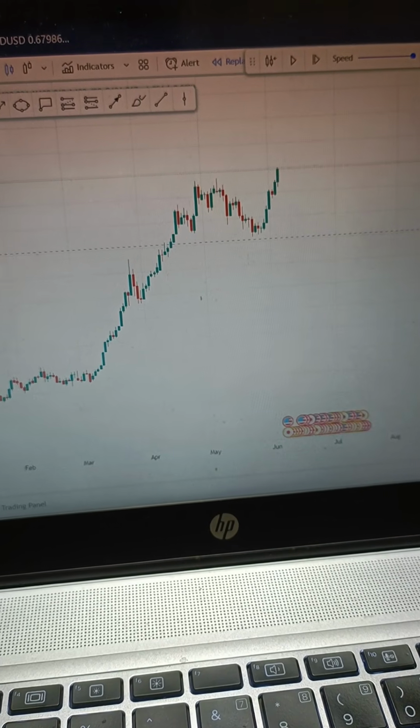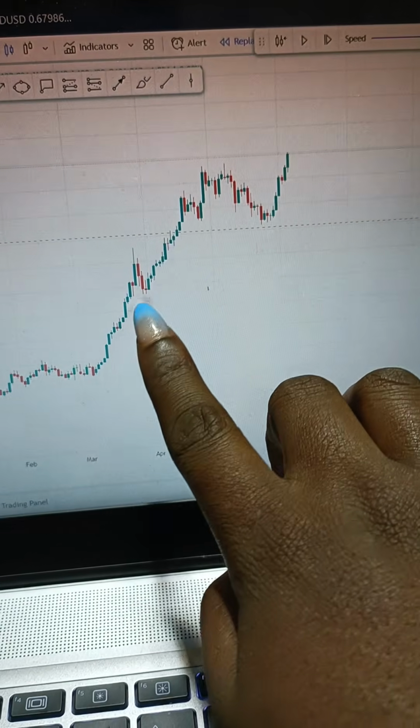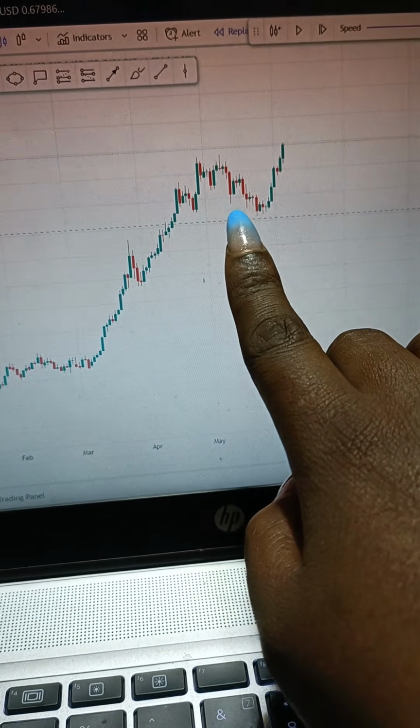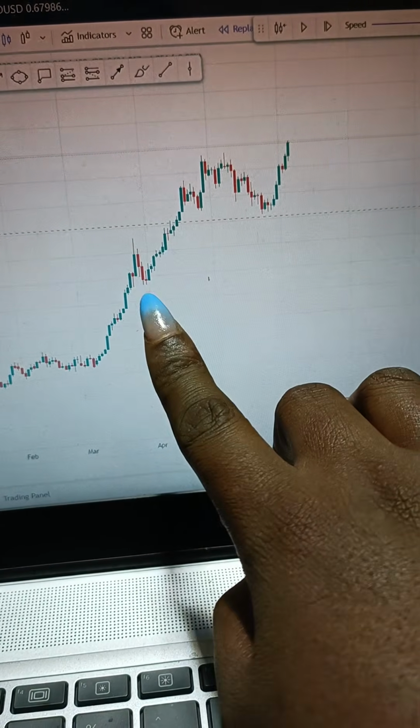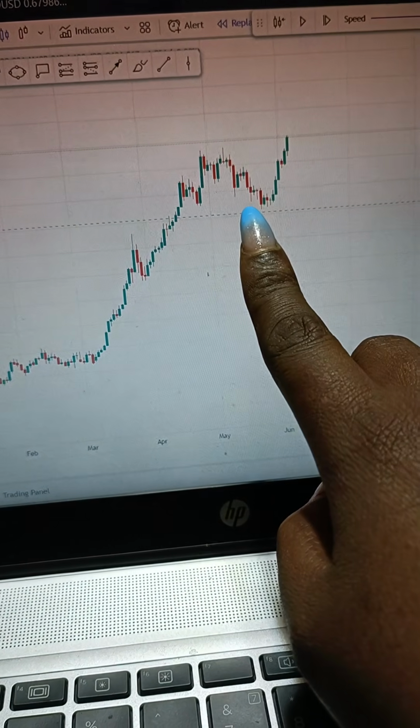3 minutes analysis with Mofri. Today I want to show you a very easy strategy that is called break of structure. We are on the daily time frame and this pair is USD JPY.